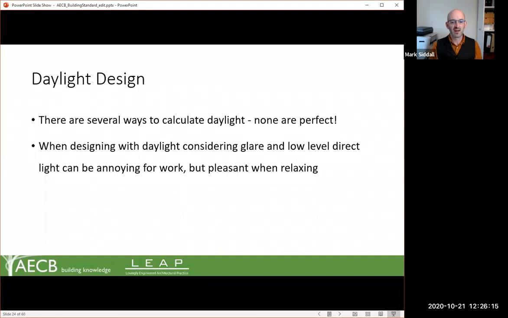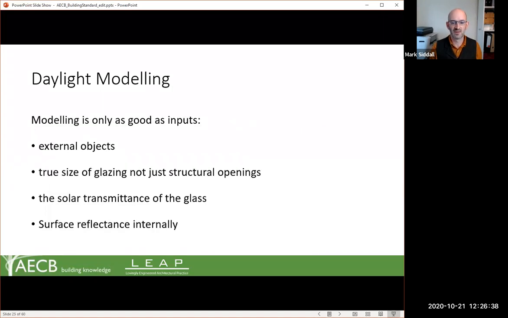There are several ways to calculate daylight. None of them are perfect. And when designing with daylight, consideration of glare and direct sunlight can be annoying in a work circumstance, but can be relaxing and pleasant in a residential scenario. So we've got to think about how our buildings are going to be used, and make sure that we're concentrating on the actual practical delivery of a project, not just trying to tick a numbers box for the sake of it.